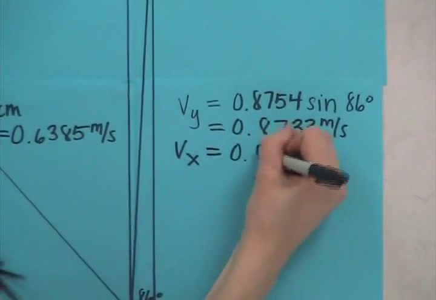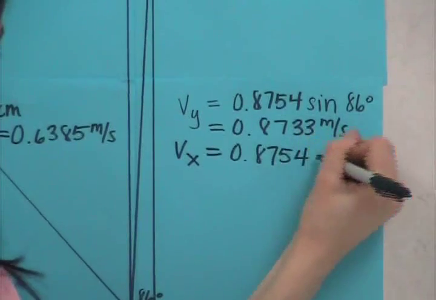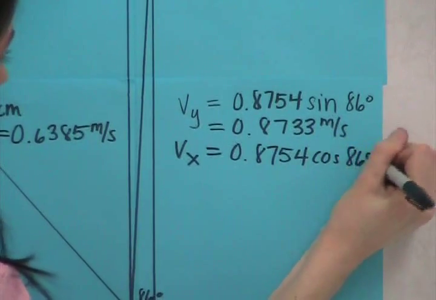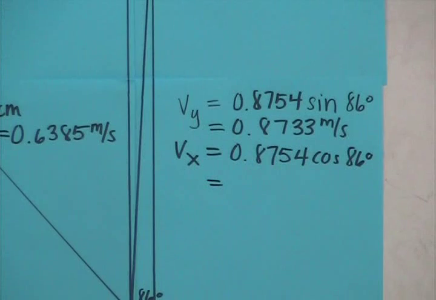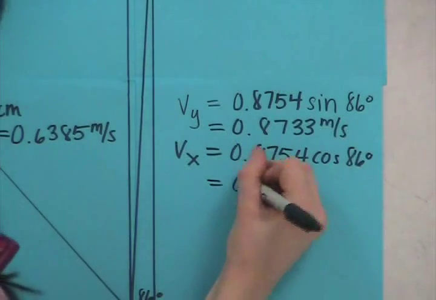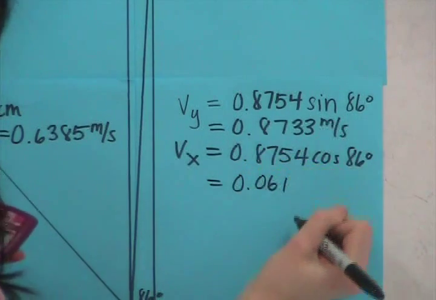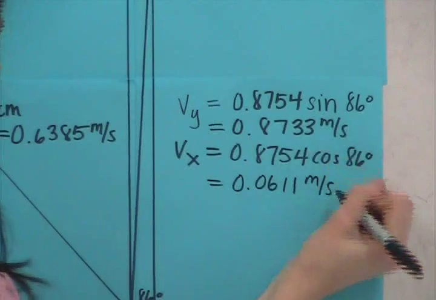You'll do the same thing to find the x component. That will be 0.8754 times the cosine of 86 degrees, which gives you 0.0611 meters per second.